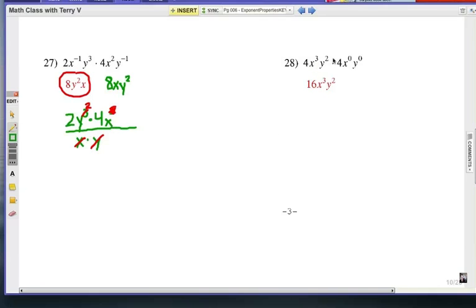And number 28, well, this is 4x to the 0, which is going to be 1. You can ignore it pretty much. And y to the 0 is also another 1. Anything to the 0 power is 1. So it's 4 times 4 times 1 times 1, which is 16. And we have x cubed y squared. So final answer, fairly simple there in that case.